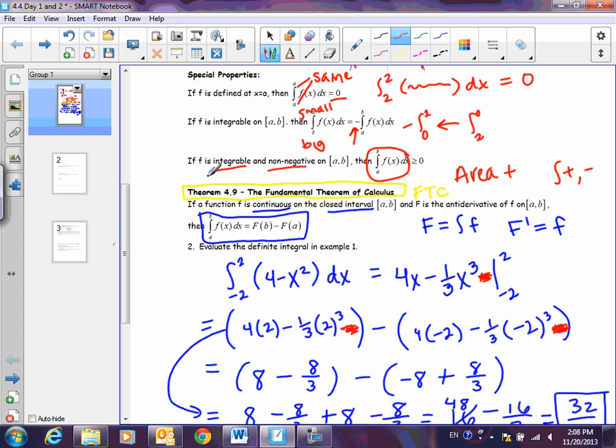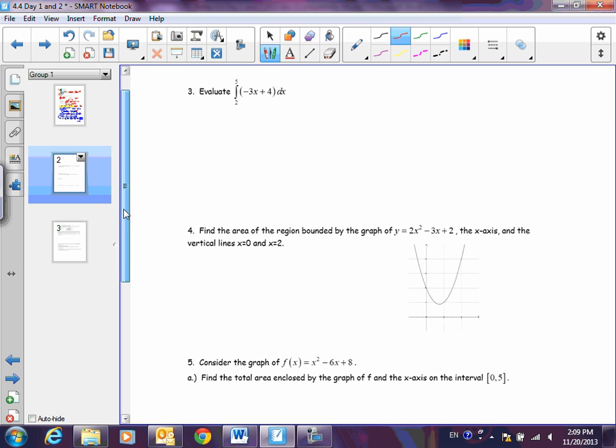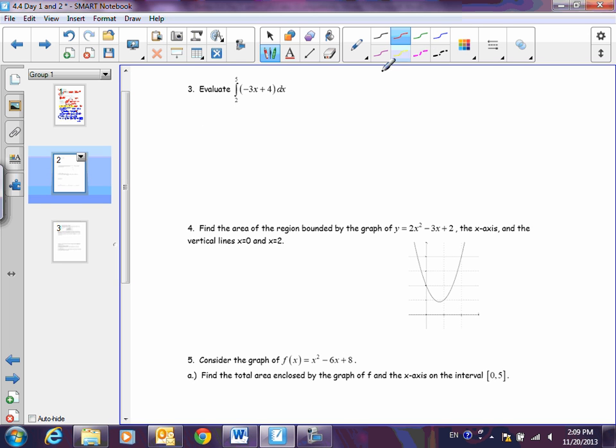This third one isn't really obvious here. I'm going to continue that on the next page. All right, so let's look at number 3 on the next page. So this is just a straight up problem. We've seen stuff like this before.